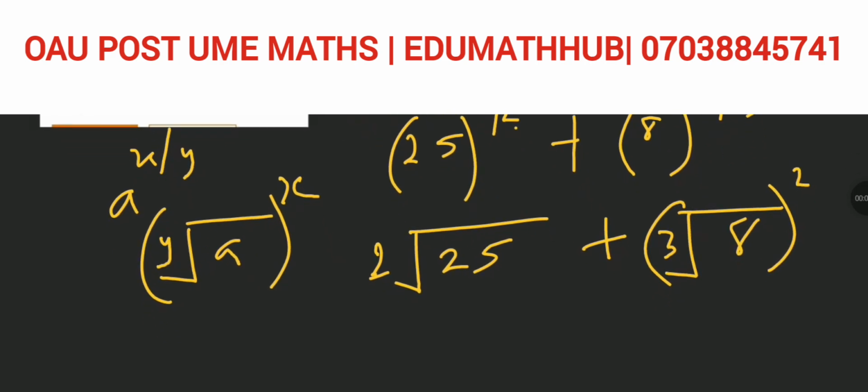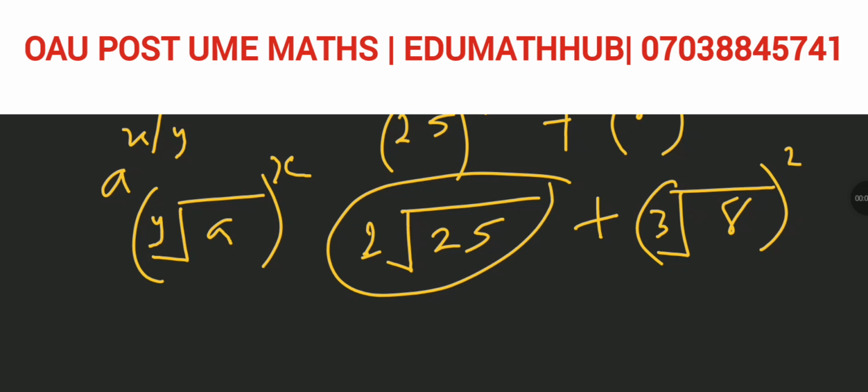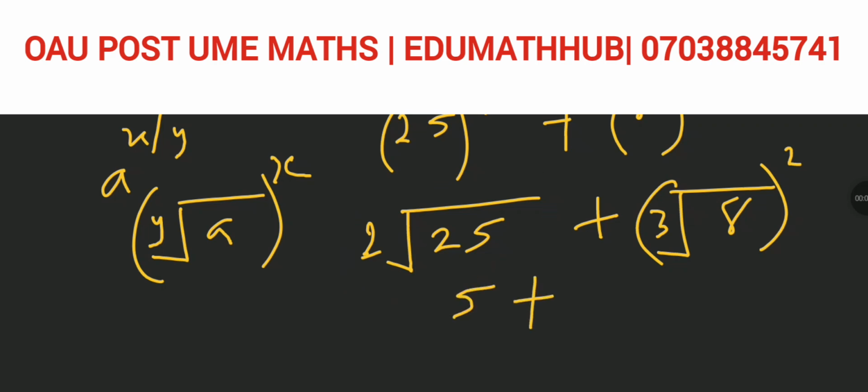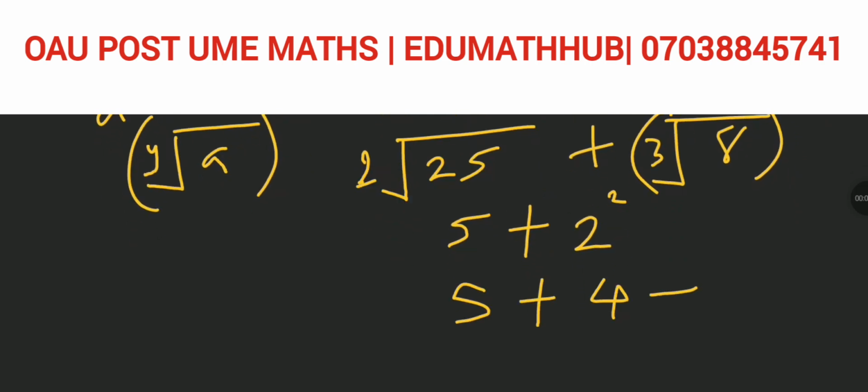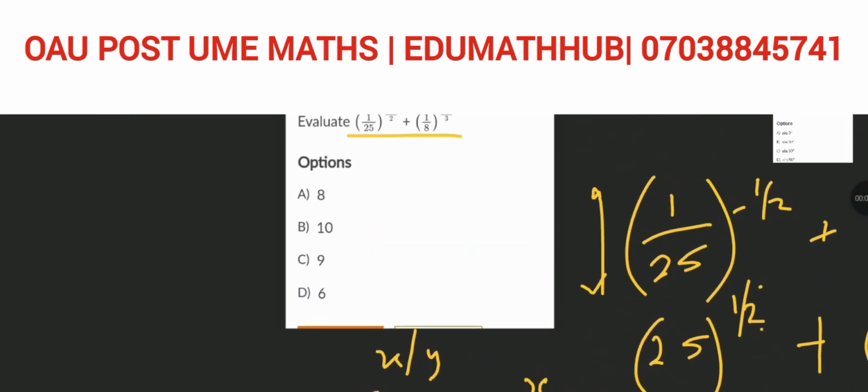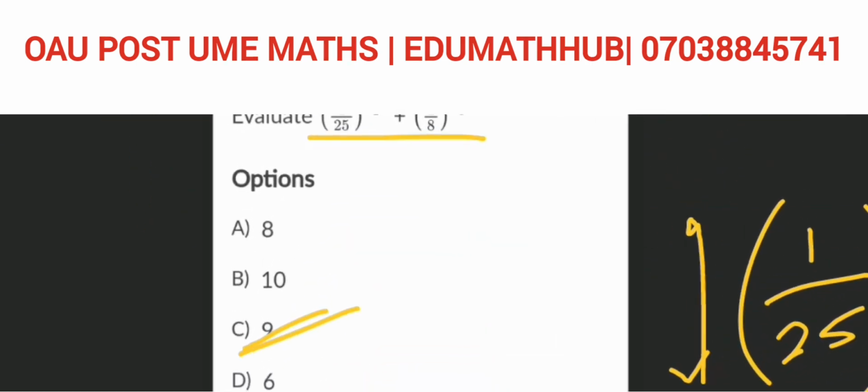So what you have here means the square root of 25. So that is 5. Everything here is 5 plus. This one means the cube root of 8, which means the number that you multiply 3 times, the same number that will give you 8. That's 2 times 2 times 2. So everything in this bracket is 2. Then there's a 2 at the outside here. So that will be 2 raised to the power 2. So that will be 5 plus 2 squared, which is 4. Then 5 plus 4 will give you 9. So look to the options, look for 9. So the answer is option C.